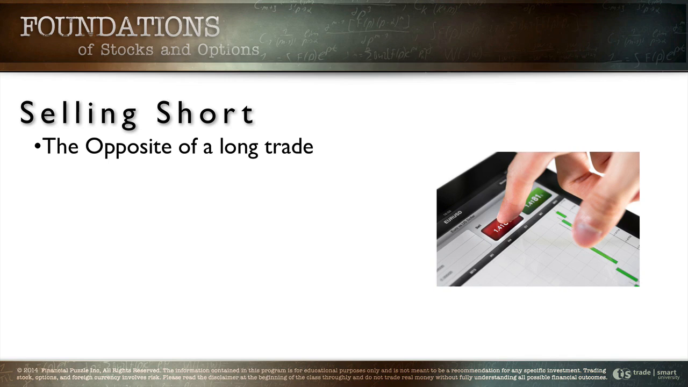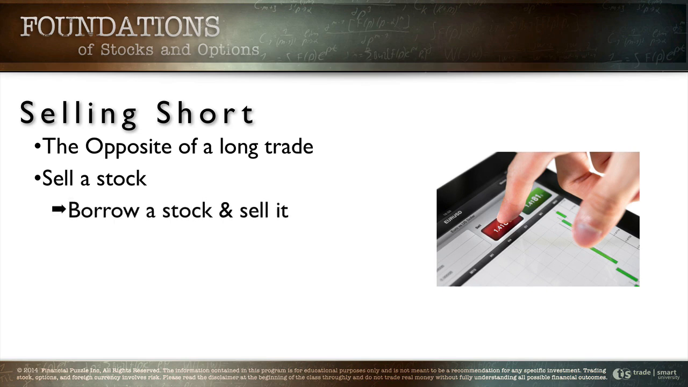Whenever we sell stock short, shorting is the opposite of buying long. What does that mean? It means to initiate the trade, we're going to sell the stock. Now, how can you sell the stock if you don't own the stock? Well, here's how we do it. We borrow it from the broker, and then we turn around and sell it.